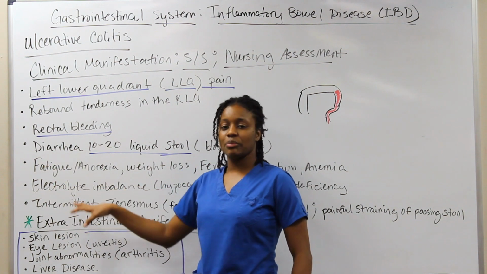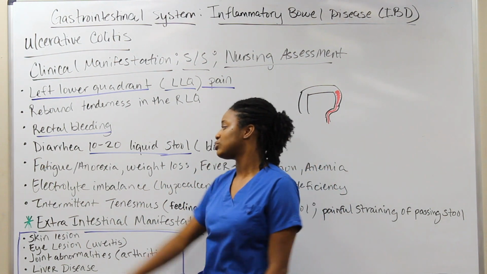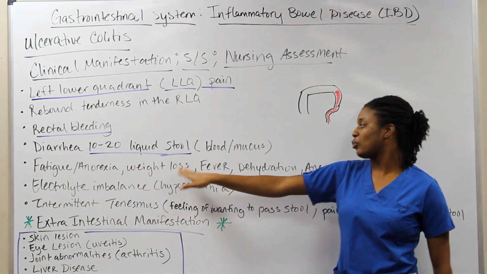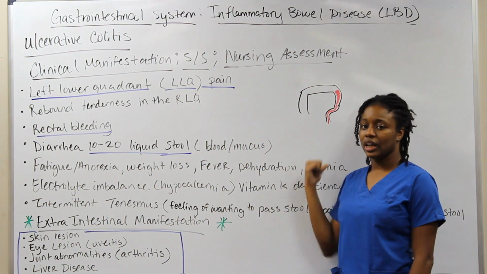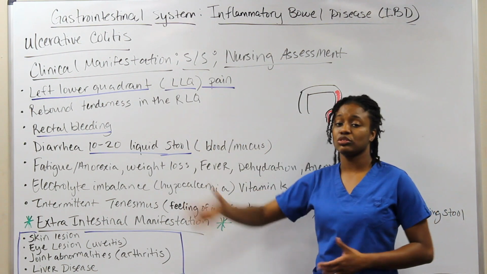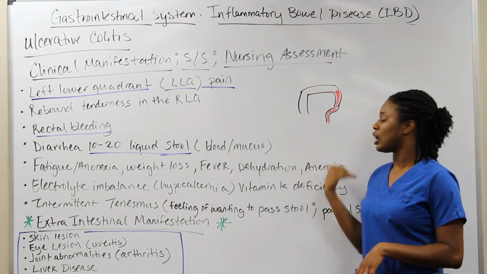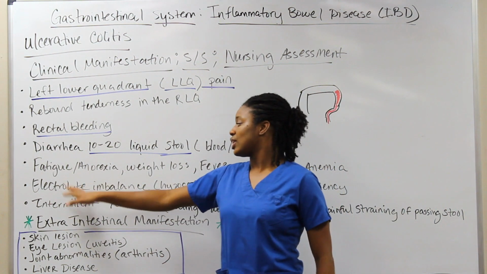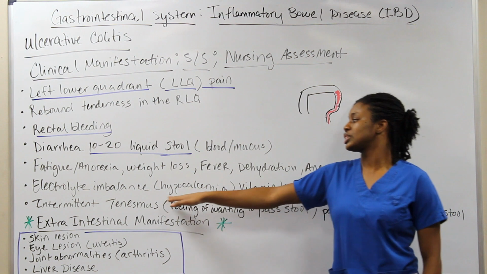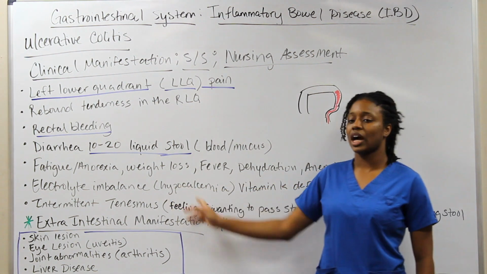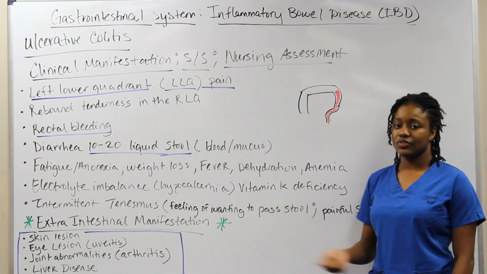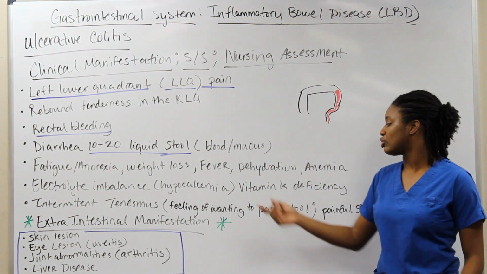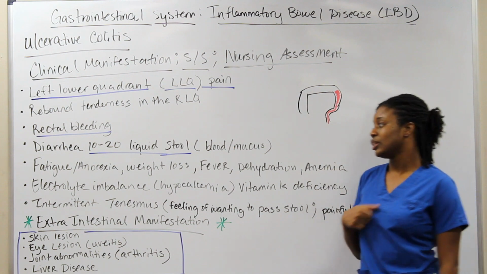Now, this is what's in common with Crohn's disease, which you have the fatigue, anorexia, which is poor appetite, weight loss, fever, dehydration, anemia, which of course, because I have the rectal bleeding, I am going to exhibit some types of anemia, right? I also have electrolyte imbalance, right? In particular, the hypocalcemia, which is low calcium level, and then vitamin K deficiency, because remember, the large intestine is responsible for making vitamin B and K. So you're going to have a vitamin K deficiency, all right?